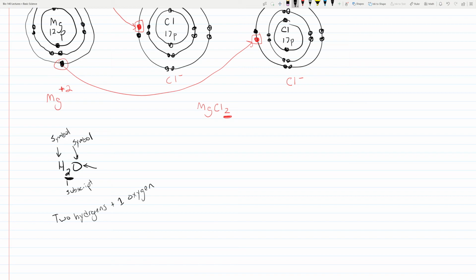1 oxygen. Okay. Now, if I were to put a number in front of this, so if I were to put 2H2O, this number in front of my formula means that I have 2 water molecules.